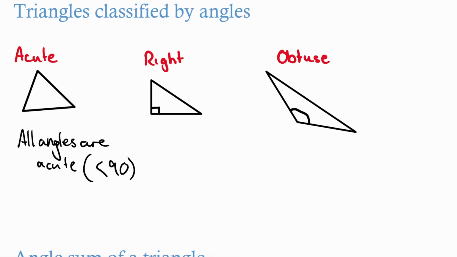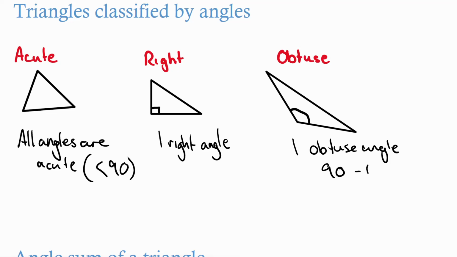Okay, a right angle triangle has one right angle. And lastly, an obtuse angle triangle has one obtuse angle, which remember an obtuse angle is between 90 and 180.